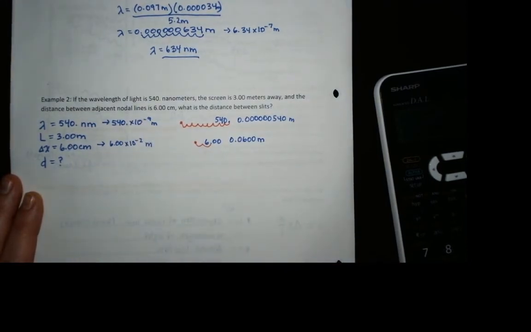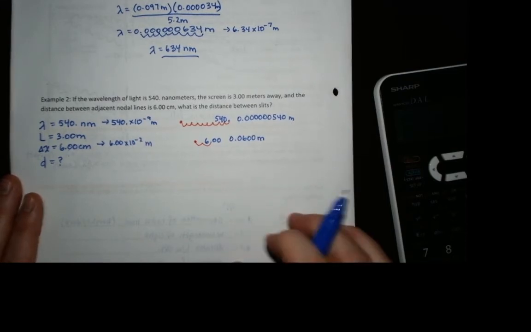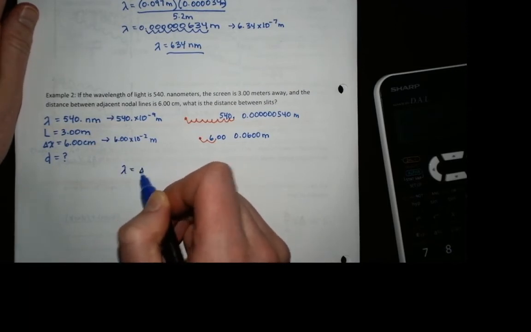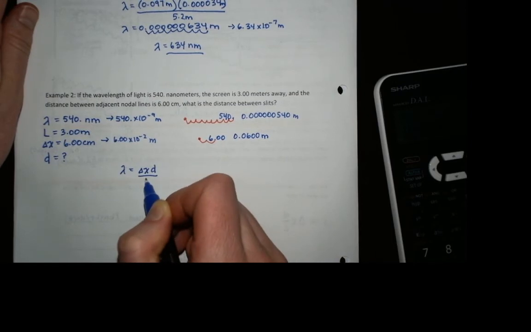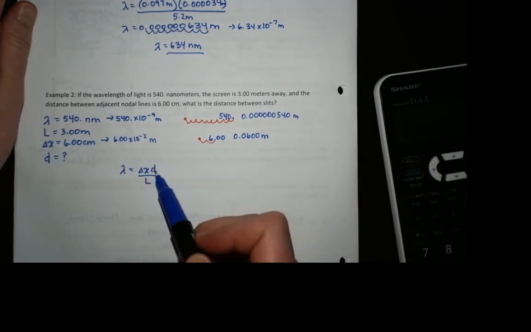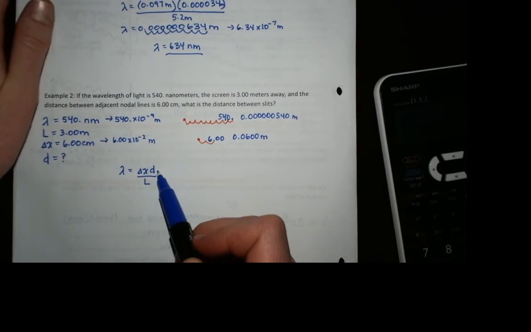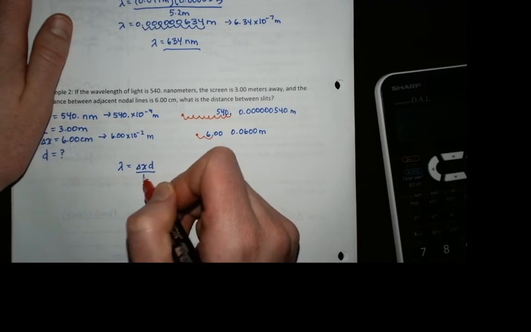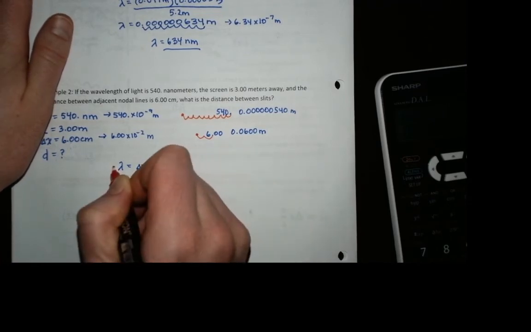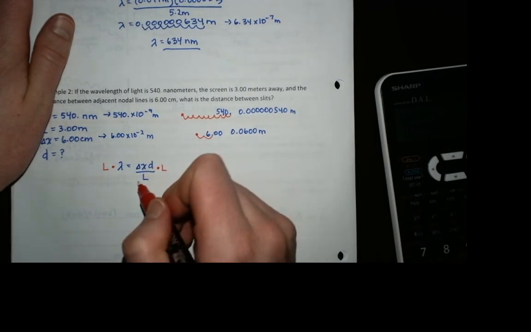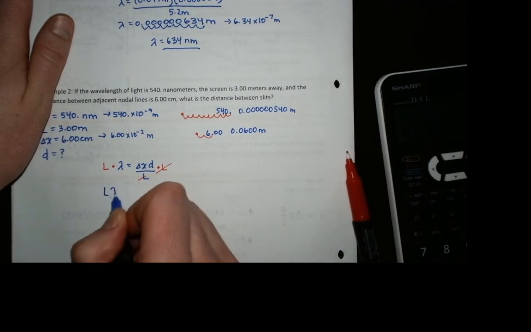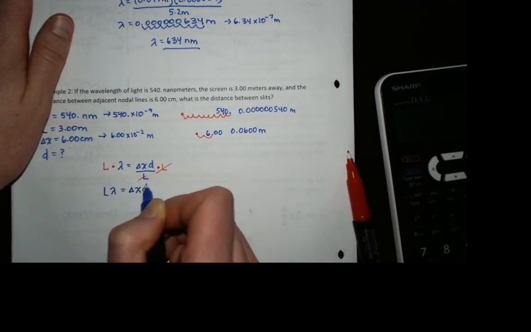All right, now that we've established our actual numbers, we have to figure out what version of the formula we're going to use. So lambda equals delta x times d over L. We're looking to get d by itself. If you like to rearrange the formula first before you plug in your numbers, we'll do that. We need to get L out of the denominator, so let's multiply both sides by L. Our L's will cancel out, and we are left with L times lambda equals delta x times d.